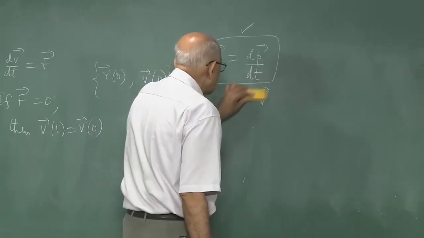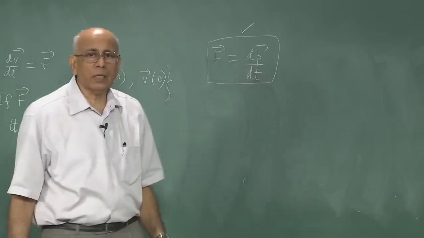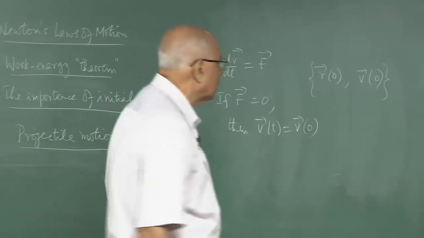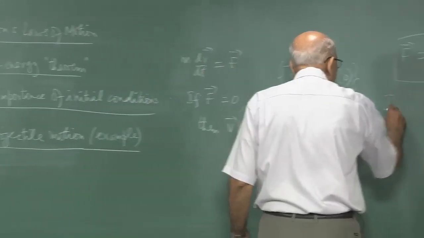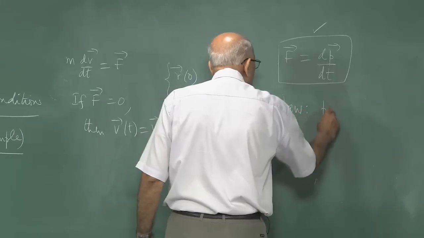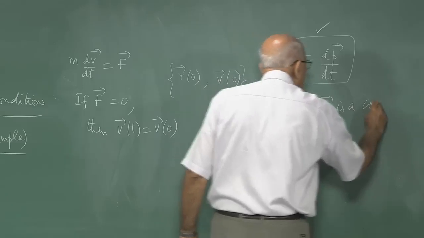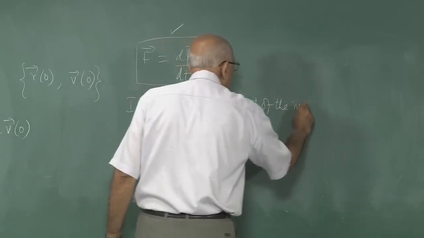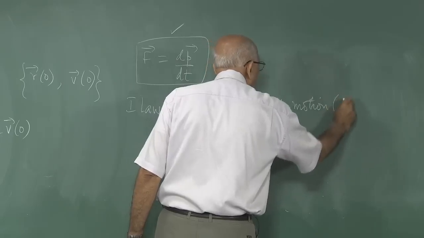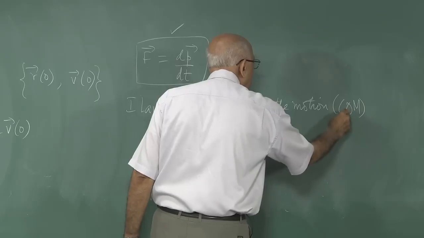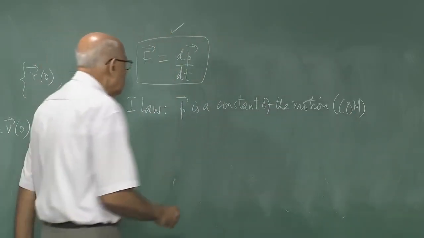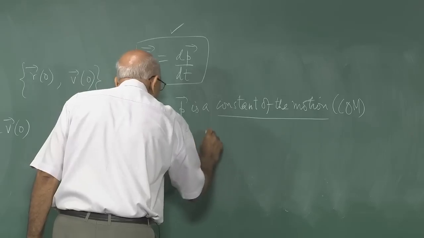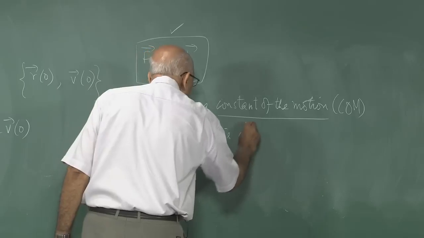Now the first law essentially is telling you that in the absence of an external force, the momentum does not change. In other words, the momentum is constant. So it is really telling you, the first law, P is a constant of the motion, and I am going to use an abbreviation COM for it because it is so important as a concept. P is a constant of the motion when F is absent.